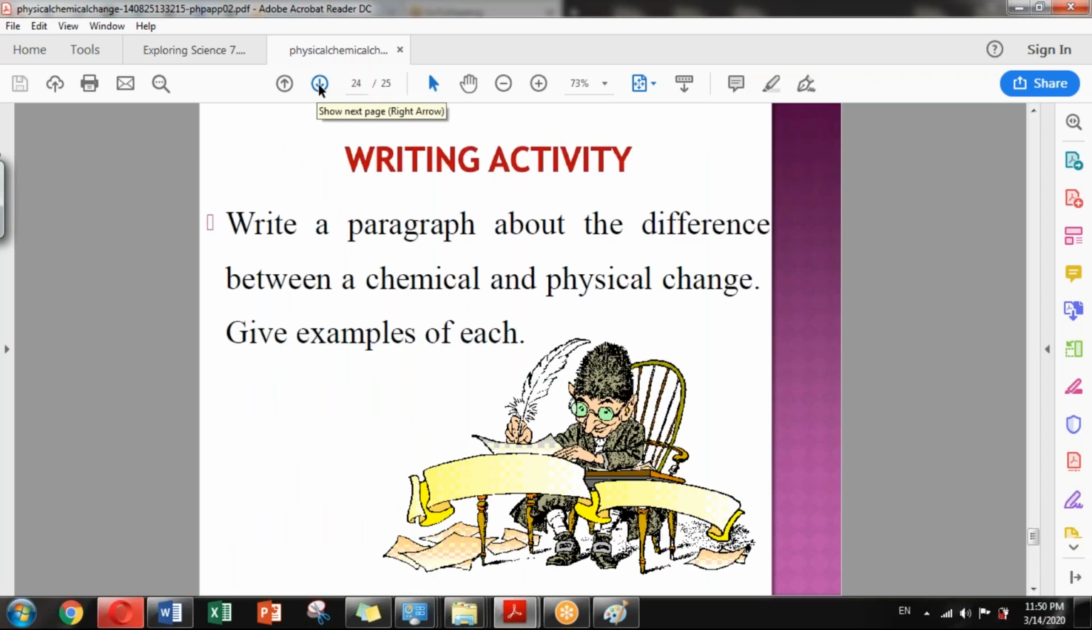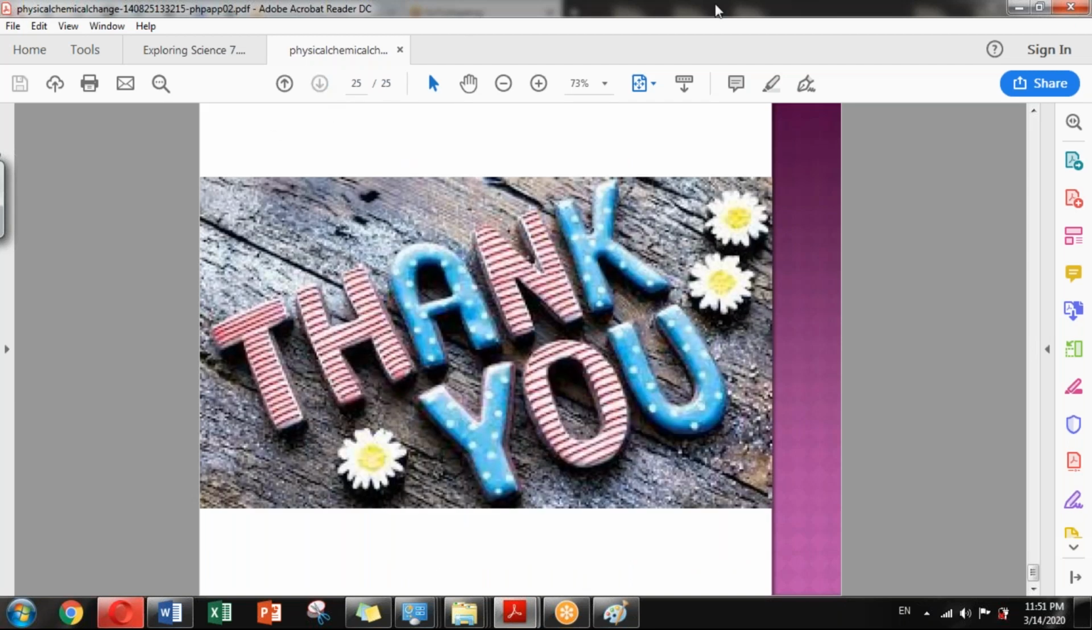Then writing activity, guys, is homework for you. You can write a paragraph about the difference between a chemical and a physical change. There are a lot of massive examples on the internet. In Google, you can type the name of the topics there, and also you can search for new examples, for new conditions, for new processes, which you can give examples for the chemical change and the physical change, and you can write a short paragraph about it, and please bring this paragraph to the lesson when schools open.